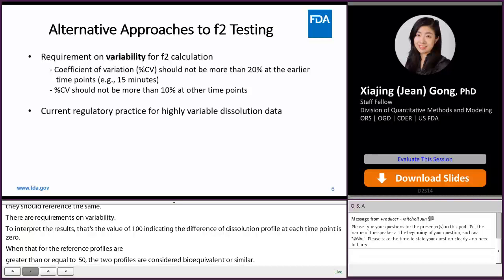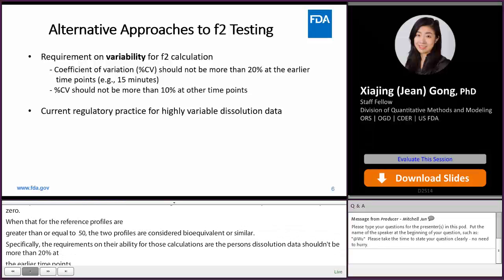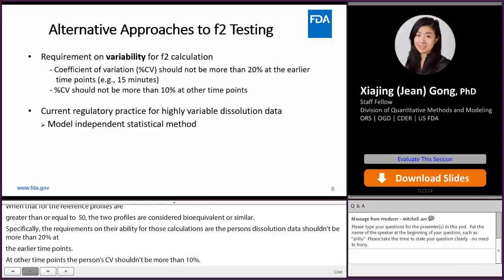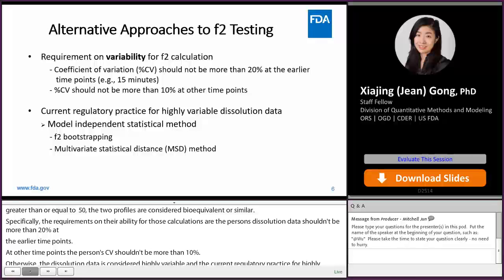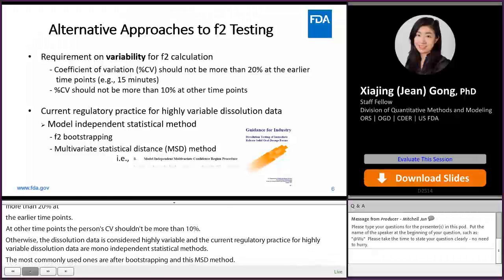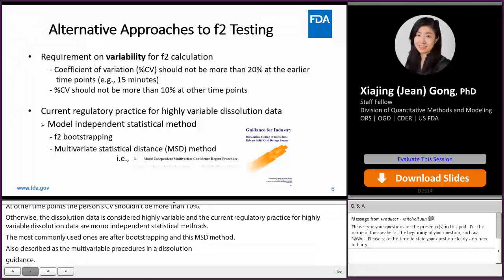Otherwise, the dissolution data is considered highly variable, and the current regulatory practice for highly variable dissolution data are model-independent statistical methods. The most commonly used ones are F2 bootstrapping and MSD method, also described as model-independent multivariate confidence region procedure in the dissolution guidance. I want to point out that this presentation focuses on the two methods. However, in practice, it is not limited to these two methods, and there are other procedures that may be applied.